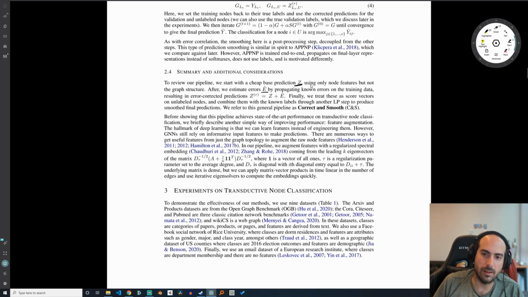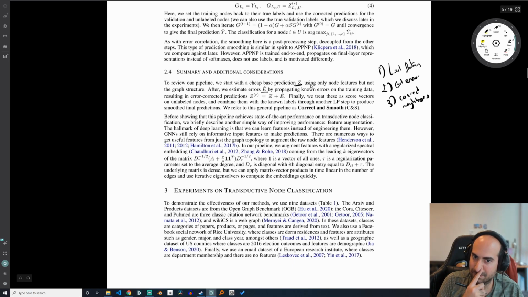you correct, so let's do basically local features, and then get error, then correct neighbors, and then smooth neighbors. All right, so I guess they say that it's just three steps of the pipeline. So this is just part of correct neighbors, but whatever.